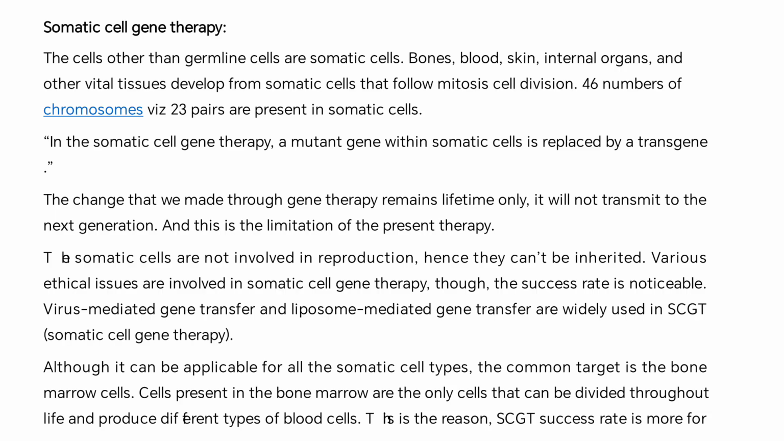In somatic cell gene therapy, a mutant gene present in the somatic cells is replaced by the transgene or correct gene. Normally, the change we make remains for the lifetime only. It will not be transmitted from one generation to the next. Normally, genetic disorders are inherited, passed from one generation to the next. Unless we treat at the germline level, it cannot be prevented from passing to the next generation. So in somatic cell therapy, the problem will be solved in the patient whom we are treating. But the disorder may continue in the next generation, the daughters, sons, granddaughters or grandsons, where the defect will be present in them due to passage of the defective gene by heredity.